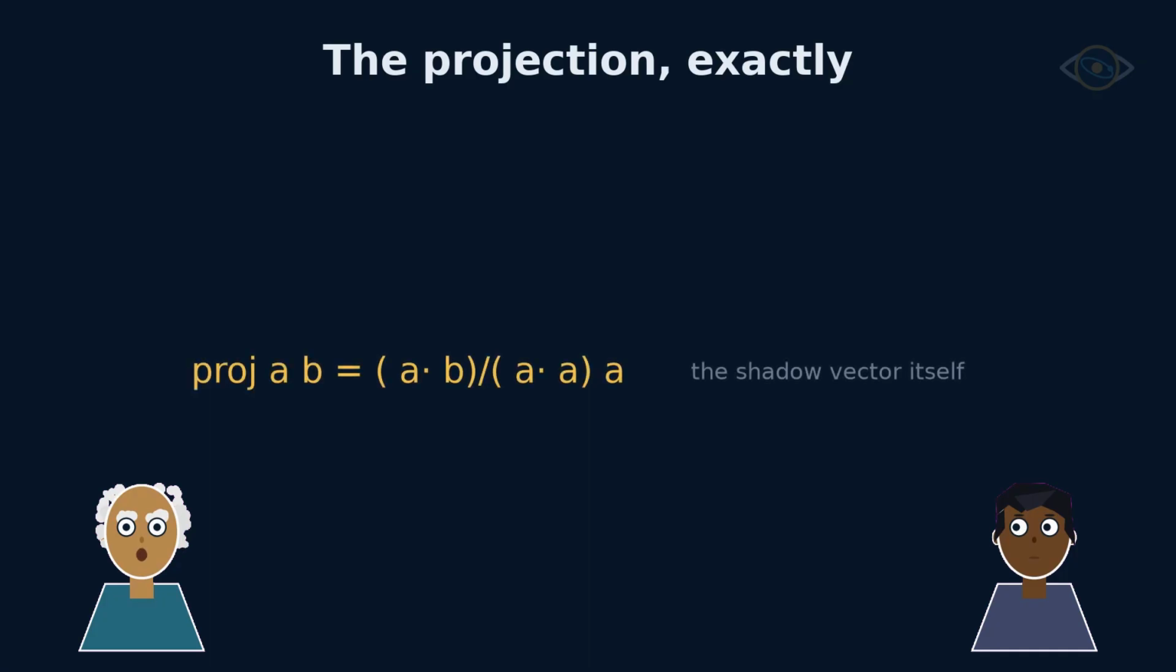If we want the shadow as an actual vector, here it is. The dot product of A and B divided by A's own length squared, times A. The dot product sets the length. A sets the direction. So projection is built entirely out of dot products. Two of them, really. One for B onto A, one to normalize A.